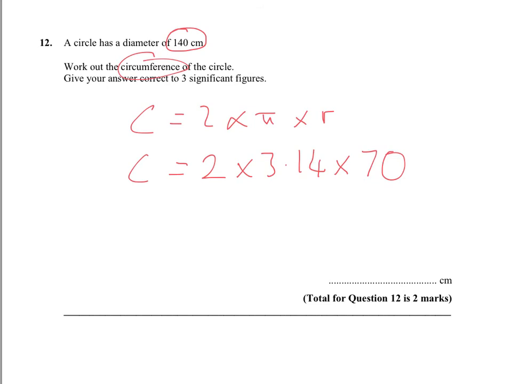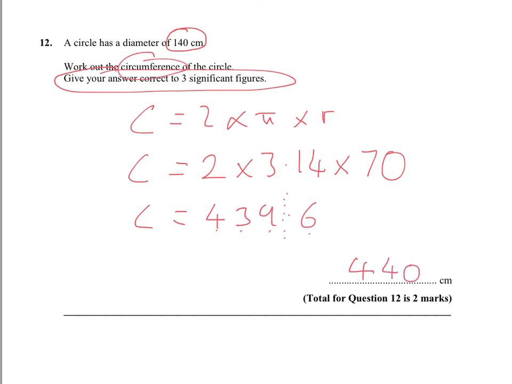3.14 times 2 times 70. What I'm getting out of my calculator is 439.6, and the question says give your answer to three significant figures. So three significant figures, 1, 2, 3, line down here. The 6 makes this 9 round up. We can't round the 9 up without rounding the 3 up, so 440 for our final answer. If you put 439.6, you were lucky here, you did get 2 marks for that.